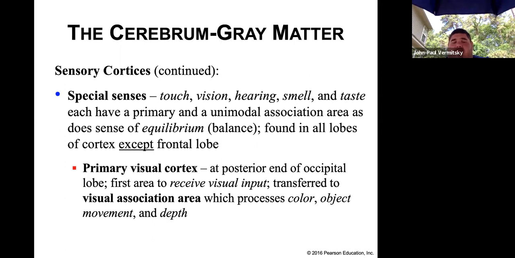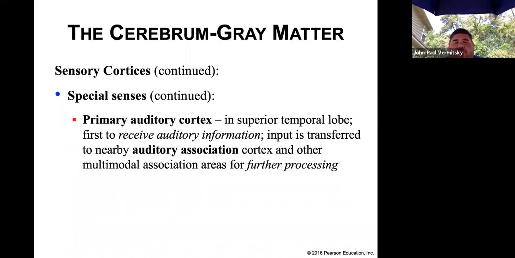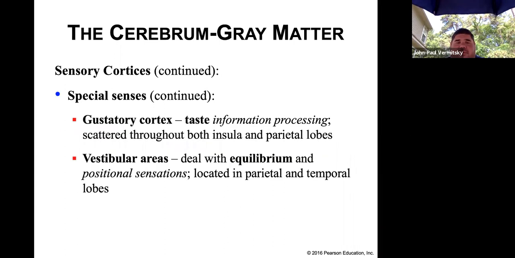The primary visual cortex at the posterior end of the occipital lobe. This is the first area to receive visual input, and is transferred to the visual association area, which processes color, object movement, and depth. The primary auditory cortex, this is in the superior temporal lobe. This is the first area to receive auditory information. The input is transferred to nearby auditory association cortex and other multimodal association areas for further processing.